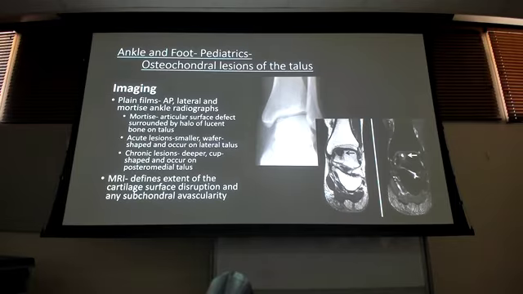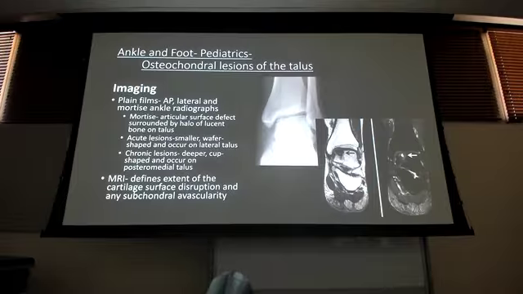And then plain films are what we start with. When we get one, we want to assess the mortise, which is the x-ray that's on there. You're looking at the joint space on each side, and then the joint space between the bones superiorly, and you want to assess whether those are all even and equal. Then you can see that small wafer-shaped lesion you have on there. That's going to be an osteochondral defect. And sometimes the lesion can dislodge from where it is and get stuck in that joint area and cause more symptoms.